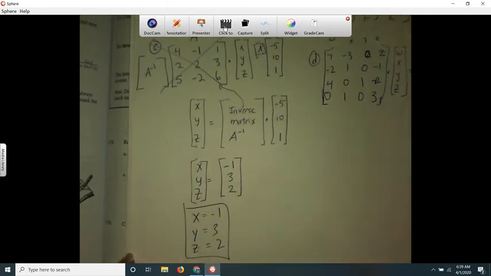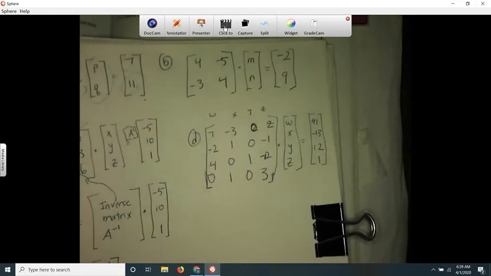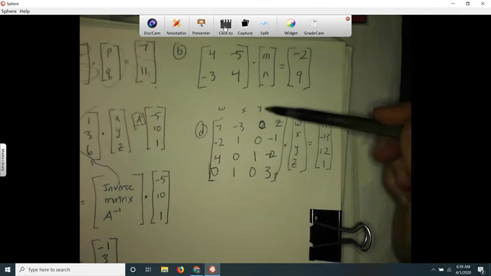And then for letter D, oh yeah, I didn't write that very nicely, did I? Okay, so for letter D, I want it to go W, X, Y, Z. So my coefficient of W was 7, -3. There's no Y, so I had to put a 0. Z. I'm going to actually show you the answer key because of how messy this looks.